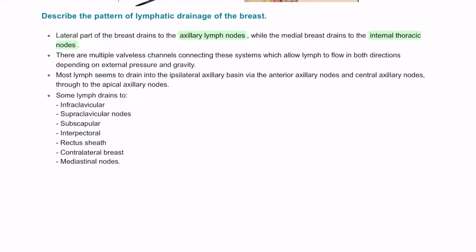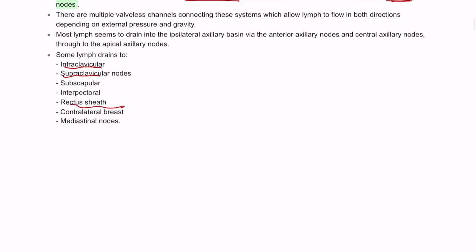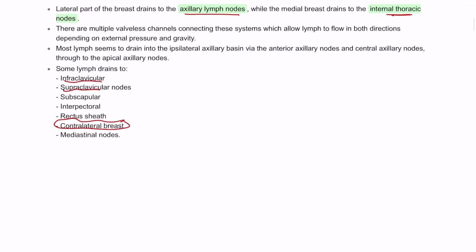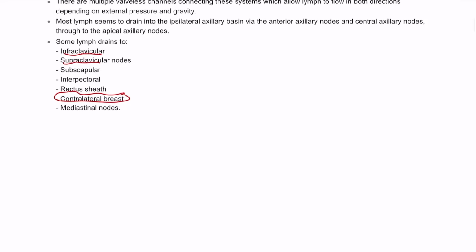Like I mentioned, mainly axillary lymph nodes, and then it can go to the internal thoracic lymph nodes. All of these are multiple valveless channels, and that will make it easier for the cancer to metastasize through the lymph nodes. And some other lymph nodes like infraclavicular, supraclavicular, subscapular, interpectoral, rectus sheath, and the other breast as well, and also mediastinal lymph nodes. But mainly what you need to remember from here: axillary and internal mammary, supraclavicular, infraclavicular, and maybe the other breast as well.